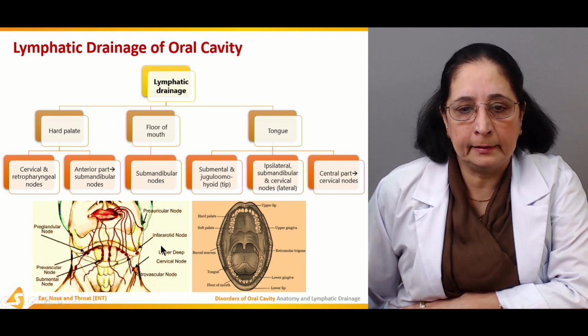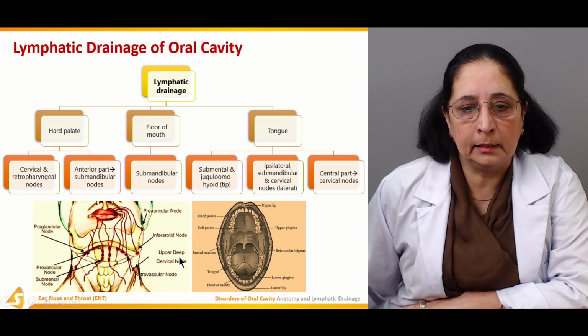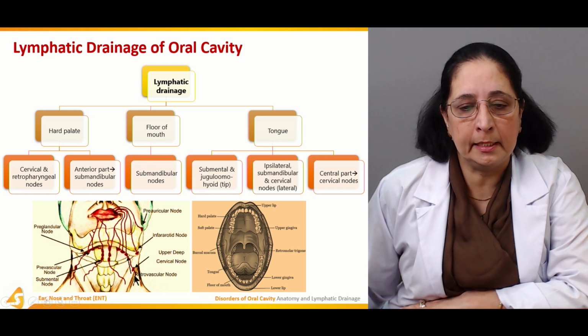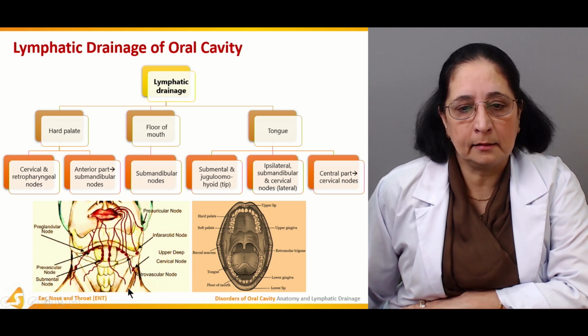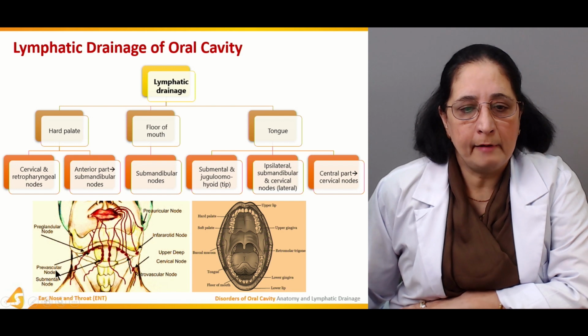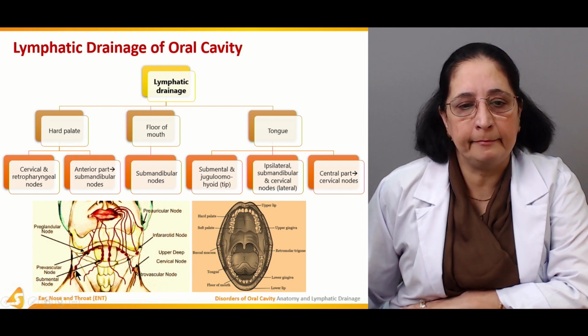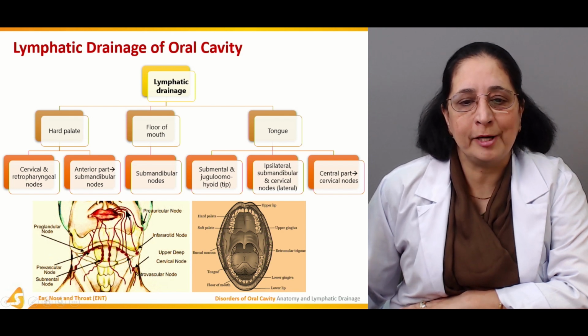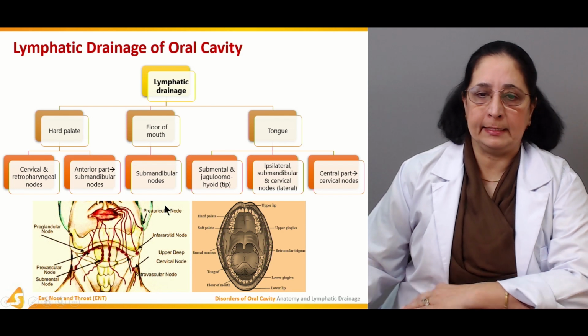Then we have other cervical lymph nodes in the neck. These are the cervical lymph nodes. And then we have the vascular nodes here, and the submental, under the chin, lymph nodes. These are all the lymph nodes that drain the oral cavity.